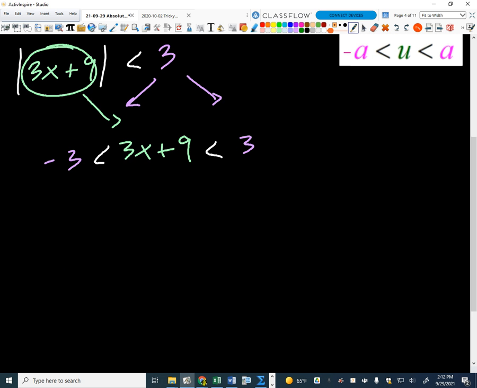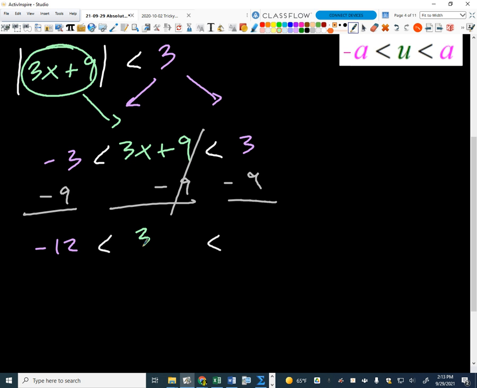What are the last two steps to solve for x there? Subtract 9, divide by 3. Good. Okay, so if we subtract 9, then that's going to give us what? -3 minus 9 is -12. In the middle, I get a 3x. And 3 minus 9 is -6. Divide by 3, you told me? That's correct.